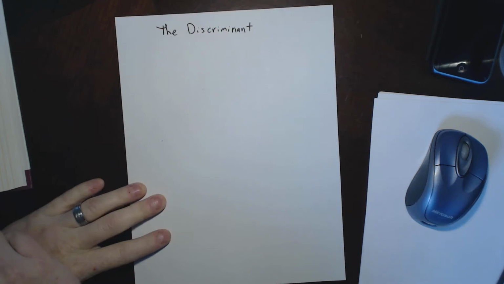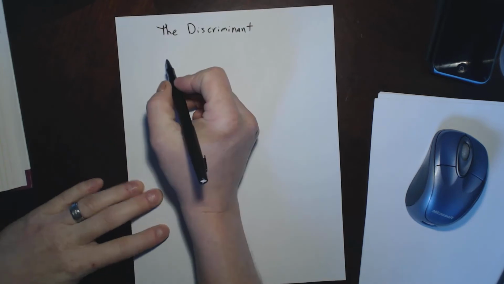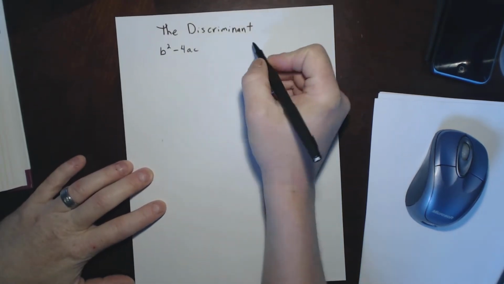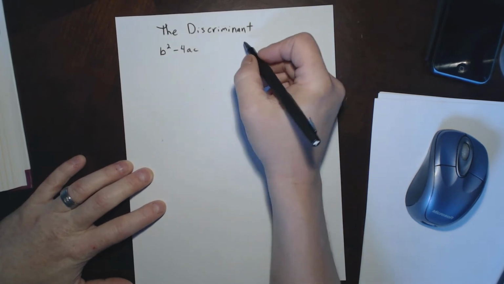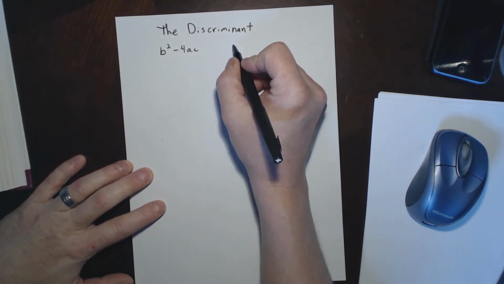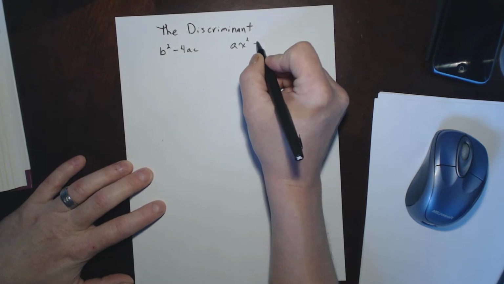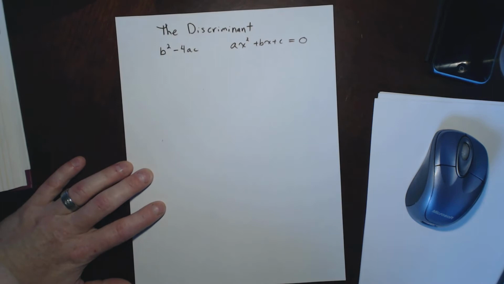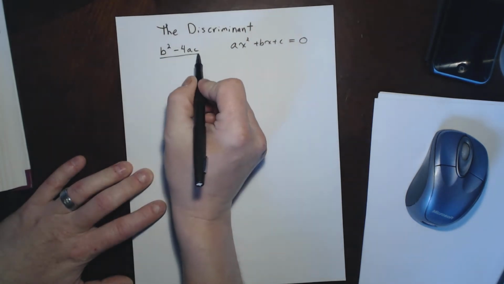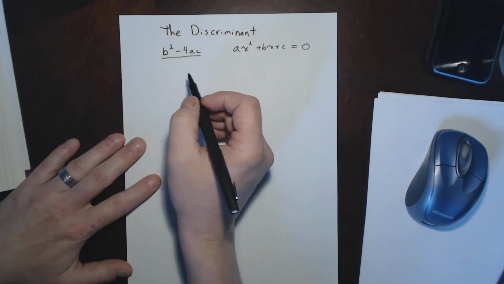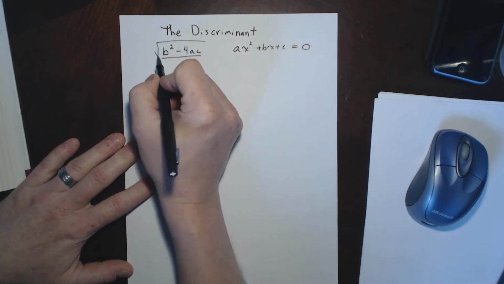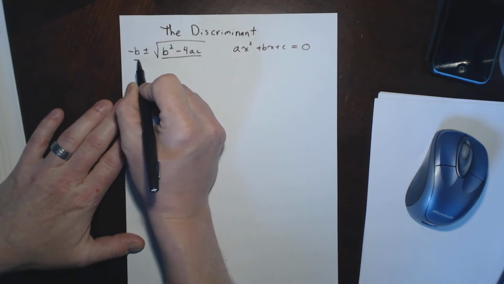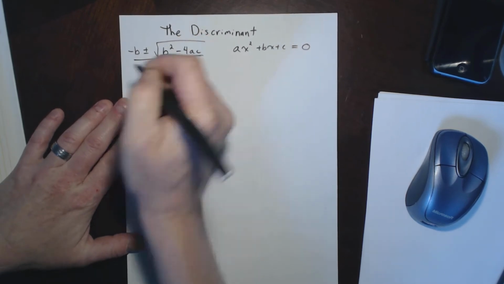The discriminant is b squared minus 4ac. And this a, b, and c comes from our quadratic equation where we have ax squared plus bx plus c is equal to 0. You may notice that this part here, this discriminant, is actually part of the quadratic formula, where we had minus b plus or minus square root of b squared minus 4ac all over 2a.